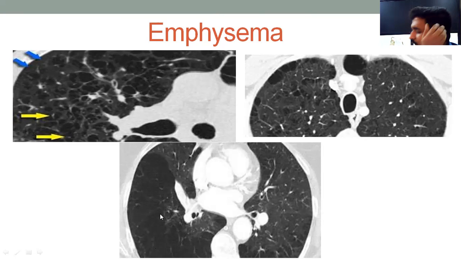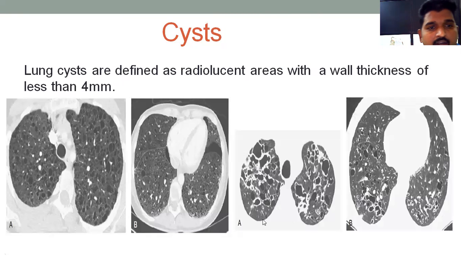You may ask one question, sir, why are you describing emphysema when you are dealing with a patient with ILD? Because there are certain ILDs which can present with high lung volumes, like emphysema. One of the rarer things that you see in day-to-day practice is CPFE, combined pulmonary fibrosis with emphysema, where you see more emphysematous changes in the upper lobes and more fibrotic changes in the lower lobes. Cysts are defined as radiolucent areas with a wall thickness of less than 4 millimeters. You could see the different cysts that you see in different ILDs.